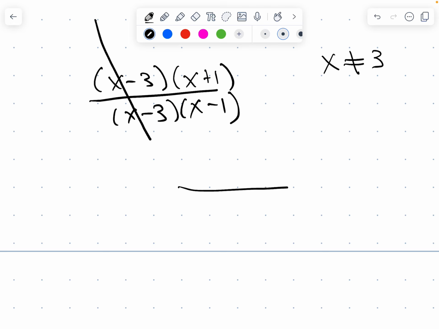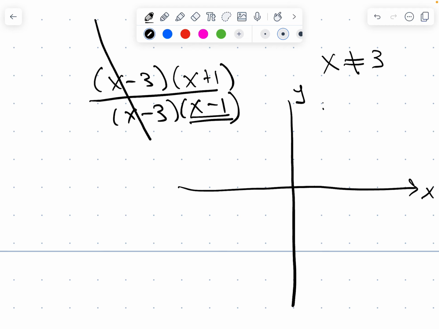So let's graph it. This is your x-axis. This is your y-axis. At positive 1, we have an intercept. At positive 1, we have an asymptote. And at negative 1, we have an intercept. So we have to test the values to the left of negative 1, in between negative 1 and 1, and to the right of 1. So let's choose a value to the left of negative 1.